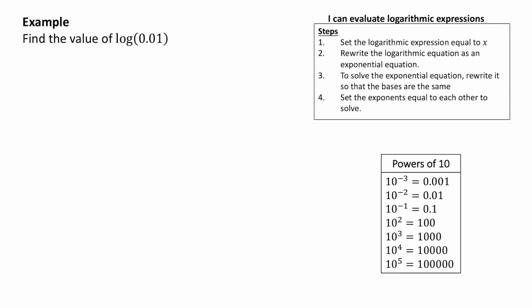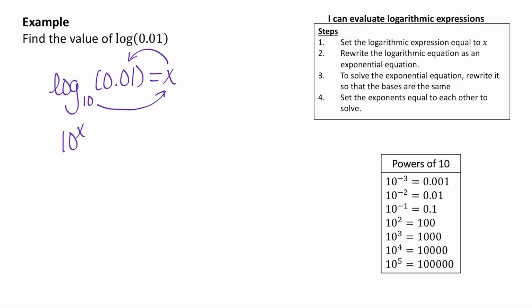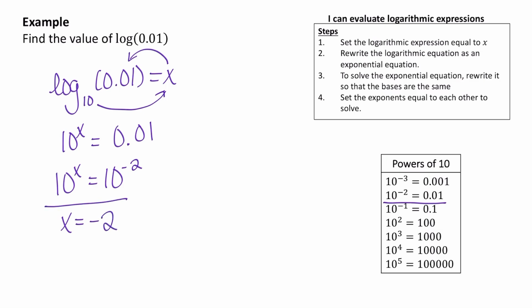Now let's find the value of the log of 0.01. Once again, this is the common log, so this is the log base 10 of 0.01, and we can say that equals x. Now we can rewrite this in exponential form: 10 to the x equals 0.01. Well, 0.01 is one of those powers of 10, so 10 to the x equals 10 to the negative 2. Now we can set these two exponents equal to each other, so x equals negative 2.